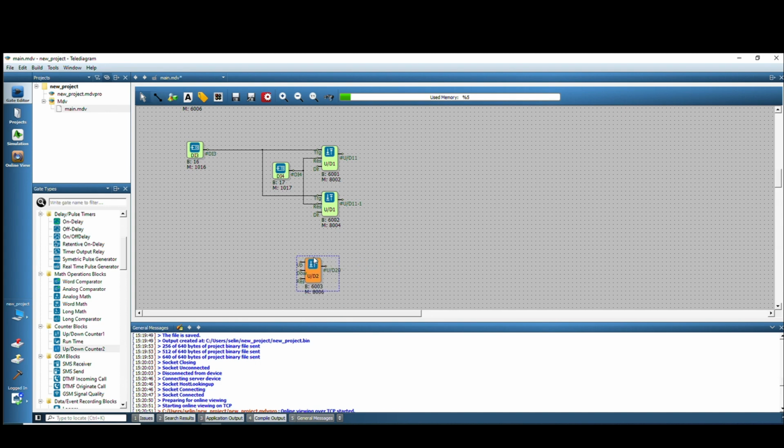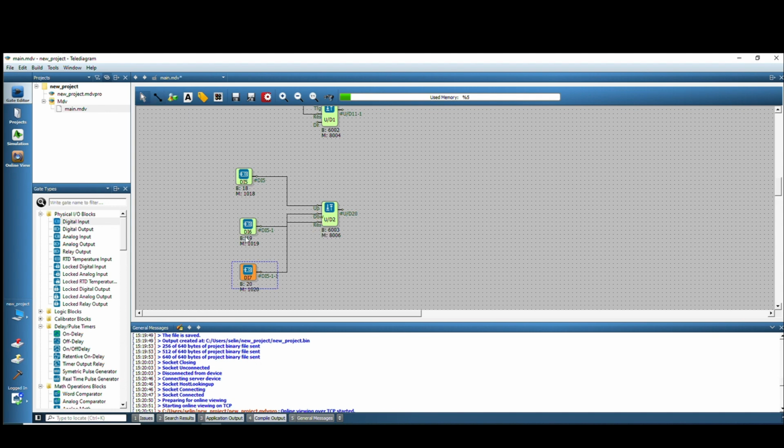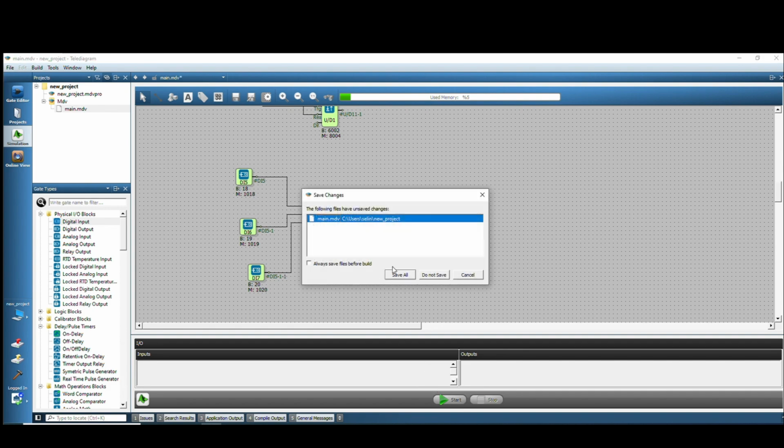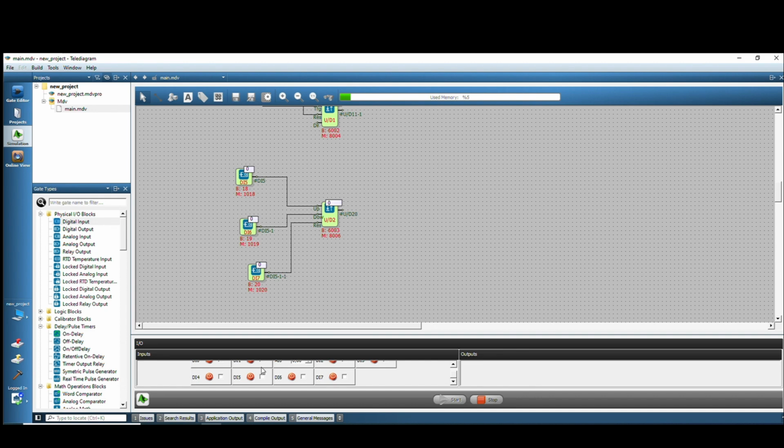Our other block, up-down counter 2 block, can be used in both up and down counting. Let's exemplify this as well. Upward digital input 5. When we give a trigger, it performs an upward counting operation. When a trigger comes from digital input 6, it performs a downward counting operation. When a trigger comes to the reset input, digital input 7, it resets.